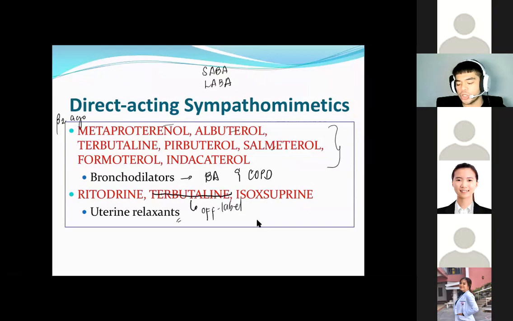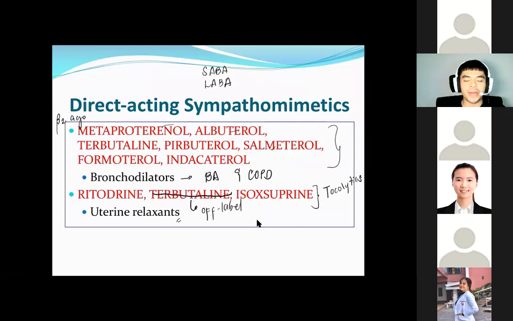And in pharmacology, anong tawag natin sa ganitong drug group? Anong tawag natin? Letter T, starts with letter T? Tocolytic. Okay, very good. So these agents are tocolytics or pampakapit. Okay? So these are the clinical applications of beta-2 agonists.